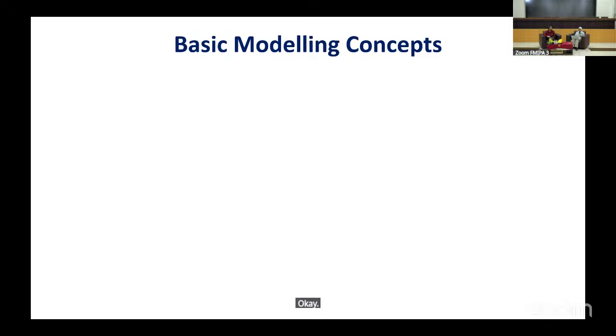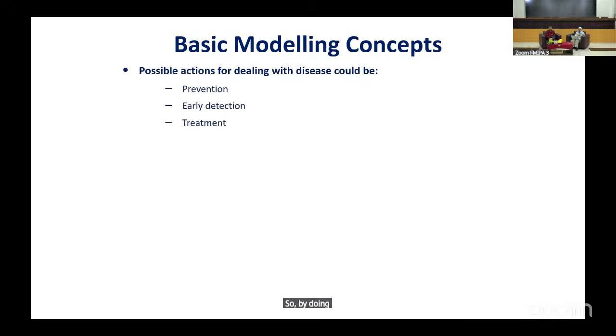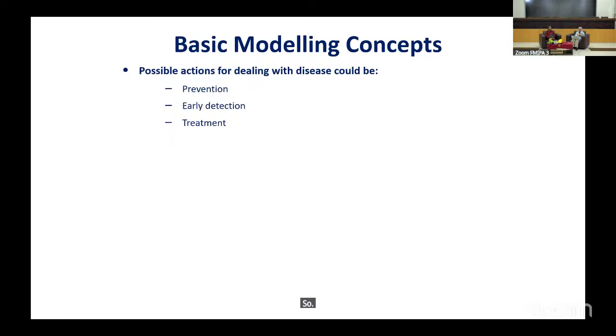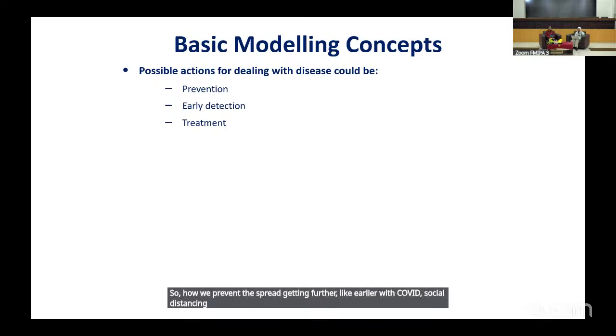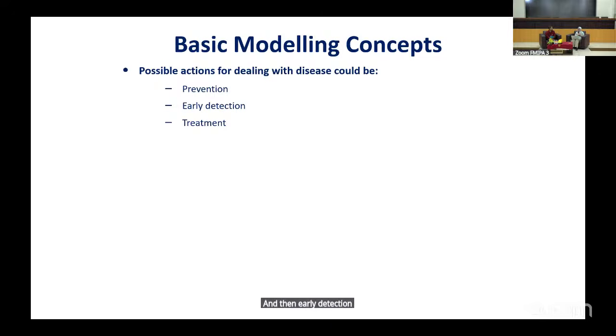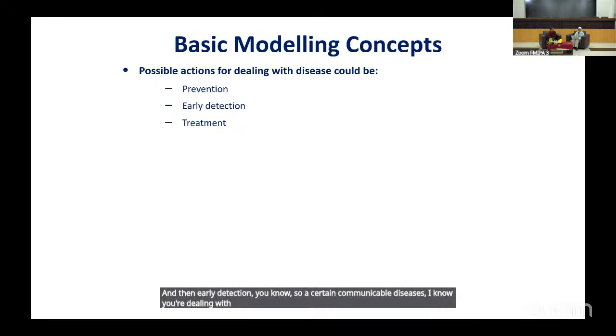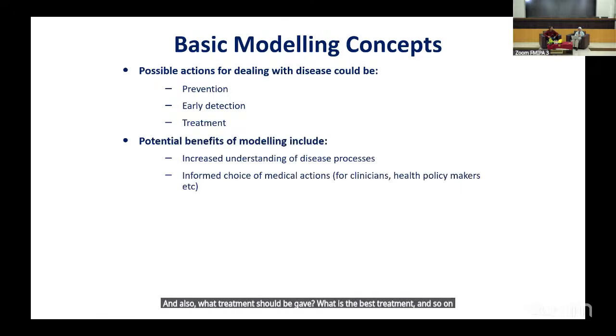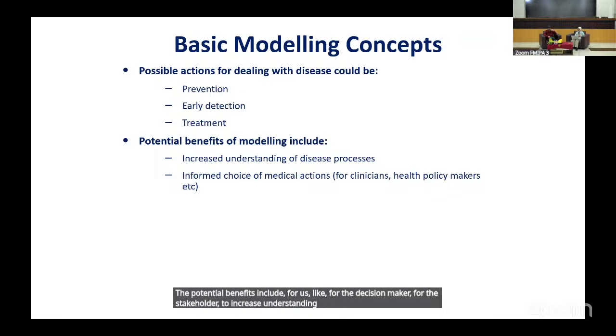Okay, so by doing disease modeling and organization modeling, there's a possibility that we can deal with the disease like we touched on earlier. How do we prevent the spread from getting further? Like earlier with COVID, social distancing and early detection, for a certain communicable disease. I know you're dealing with non-communicable disease. And also what treatment should we give? What is the best treatment, and so on. And again, the potential benefits for the decision maker or the stakeholder include increasing understanding of the disease processes, and informing the choice of medical action.